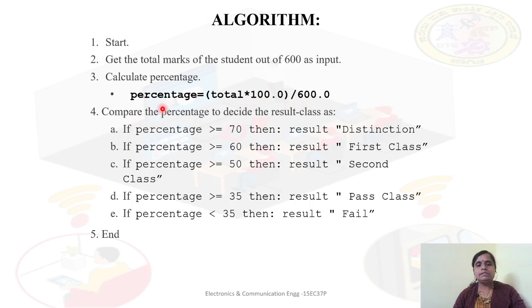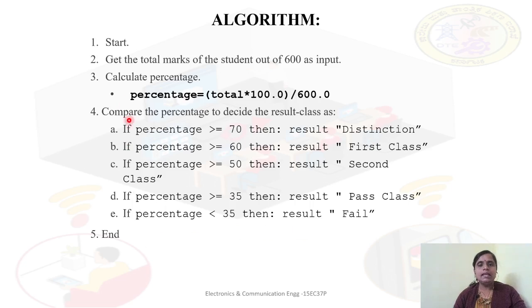Next, by taking this percentage, we will go for the compare statements, that is, we will decide the class of the student. We are going to use the if else statements in this program. Here, if your percentage is greater than or equal to 70, then the result is distinction. Once we write this, we come out of the loop and execute. Else, if it is greater than or equal to 60, the result is first class. If it is greater than or equal to 50, then it will be second class. If it is greater than or equal to 35, then it is pass class, and if it is less than 35, then it will be fail. And that ends our algorithm.